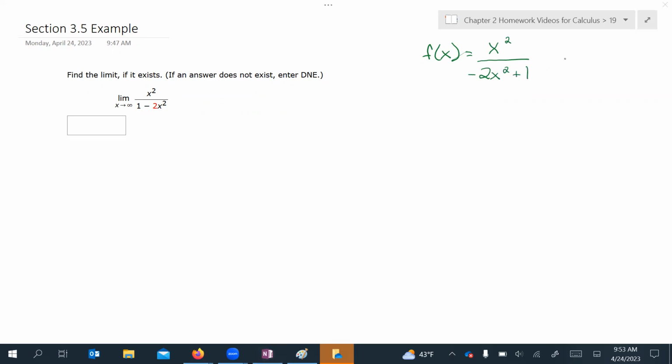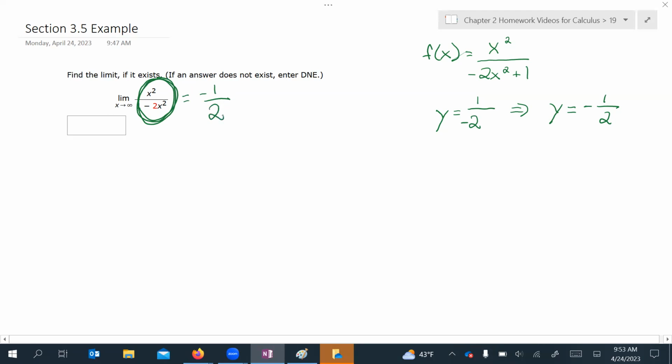Well, my degree in my numerator and my degree in my denominator are both the same. They're both degree 2. So my rules of algebra say, okay, the horizontal asymptote is going to be the leading coefficient in the numerator over the leading coefficient in the denominator. So it says that I'm going to have a horizontal asymptote of y equals -1/2. This means that as x approaches infinity, this function is going to approach -1/2. So that tells me that the limit as x approaches infinity of my function is -1/2. So that's enough to conclude that the value of this limit is equal to -1/2.